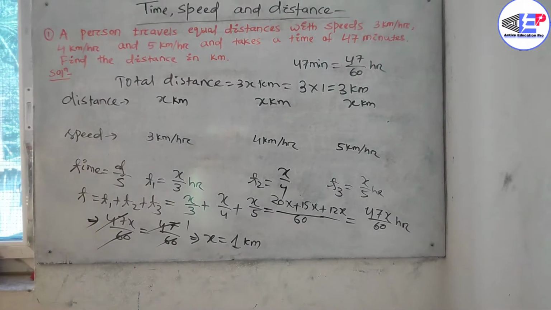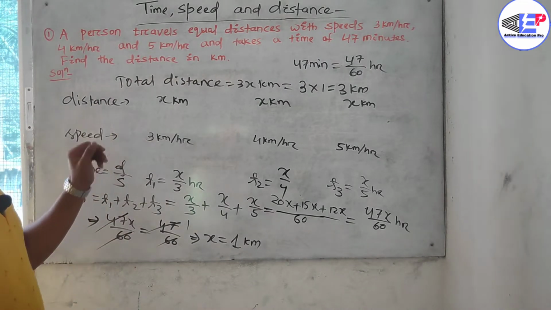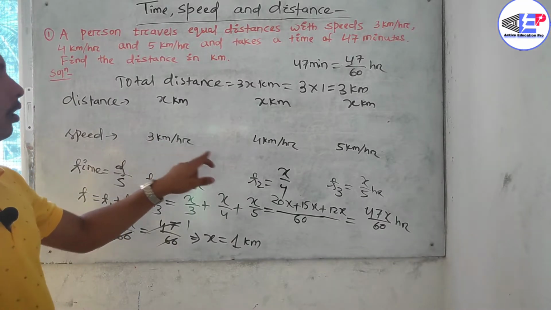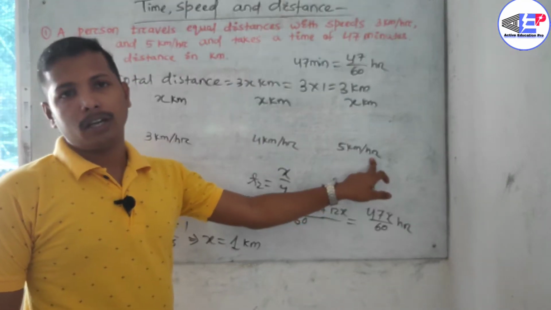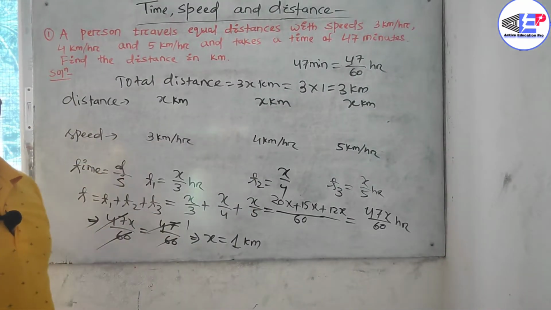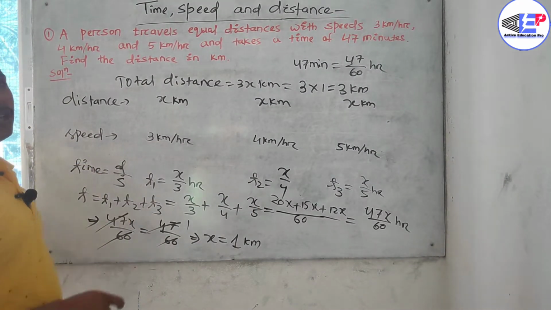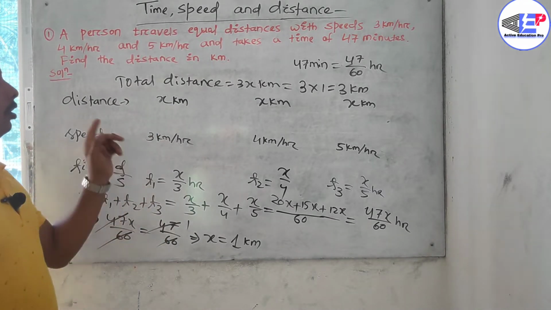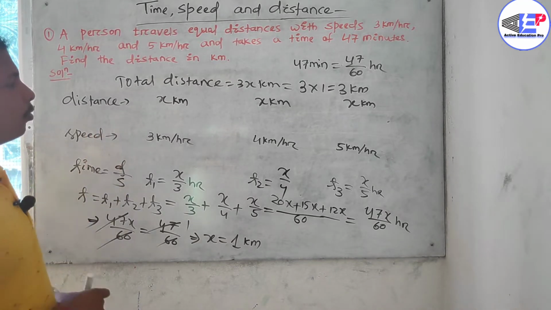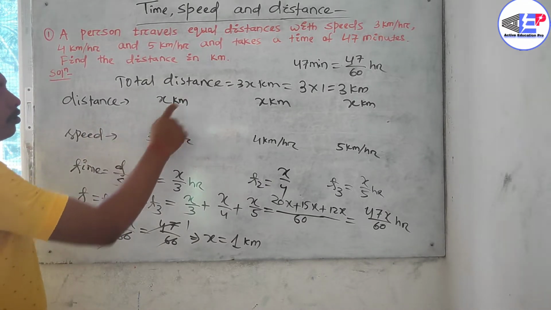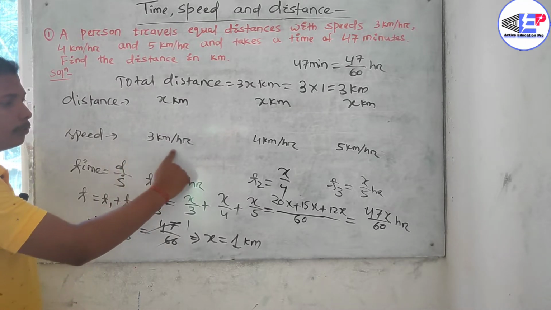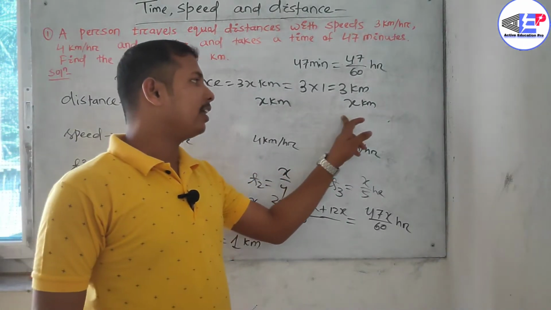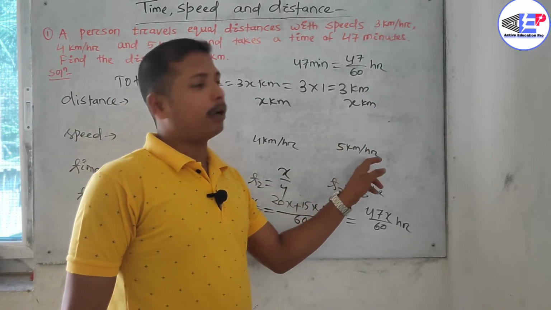I repeat, the question is given that a man covers 3 equal distances with speeds 3 km per hour, 4 km per hour, 5 km per hour, and it takes a total time of 47 minutes. But here the equal distance is not given. We have to find out the total distance. Let us take the equal distance is x kilometer. So it covers first x kilometer with a speed of 3 km per hour, second x kilometer distance with a speed of 4 km per hour, and third x kilometer distance in 5 km per hour speed.